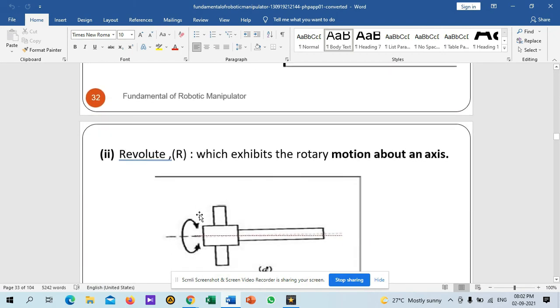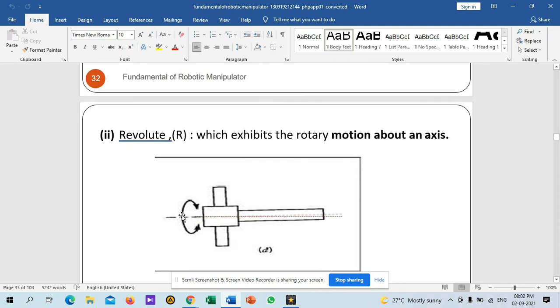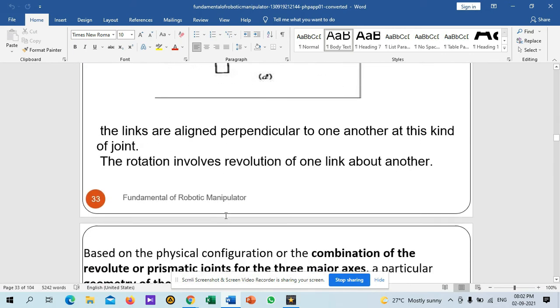Another one is revolute. Revolute is denoted by the symbol R, capital R, which exhibits rotary motion about an axis, right? So this is the symbol of rotary motion. So it could rotate in 360 degrees, right? The links are aligned perpendicular to one another at this kind of joint, right? The rotation involves revolution of one link about another, right?